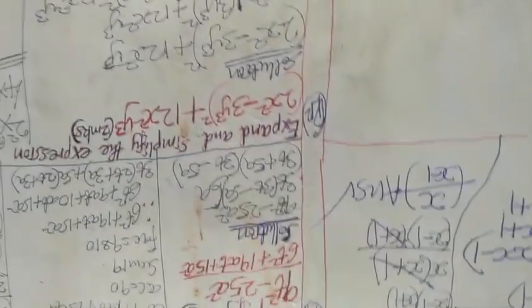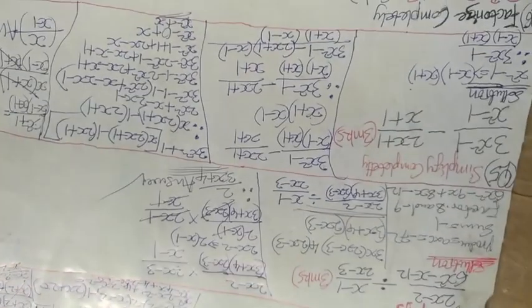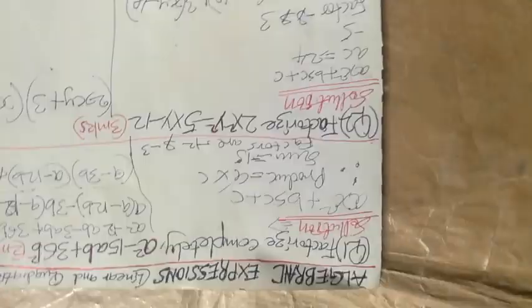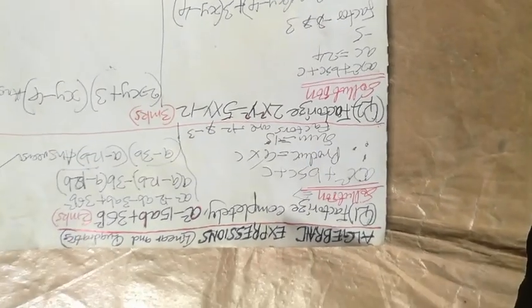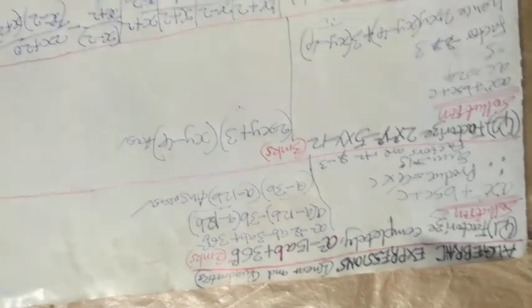Remember, all these questions are from the Golden Tips KCSE revision, and I have managed to tackle all 10 questions. These questions were from the topic algebraic expressions or linear quadratics.